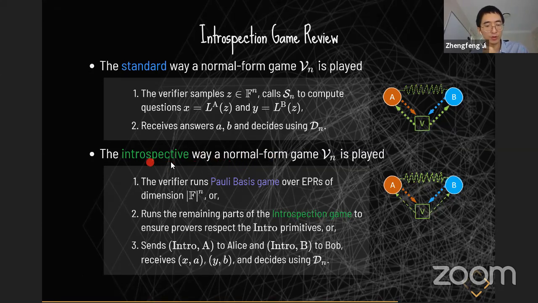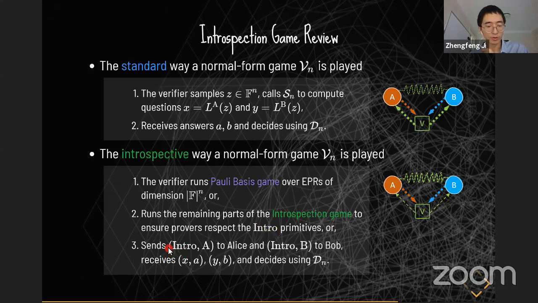you do this introspection game. So what the verifier would do is first play the polybasis game over EPR of this particular dimension. So the Z measurement of the EPRs would give you a Z in this space, F to the N. And then we run the remaining parts of the intro game. So intro game is using the polybasis game as a subgame. So the remaining part of the game, that part is what we introduced in tables. And it ensures that players respect the intro primitive.